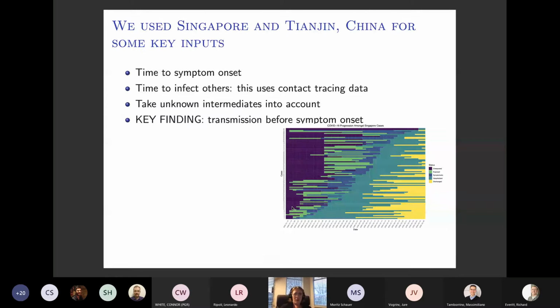Okay, so we used public data from Singapore and Tianjin, China, which we digitized early on at a hackathon in mid-February. And they weren't analog, on pieces of paper, but they were like these little stories.